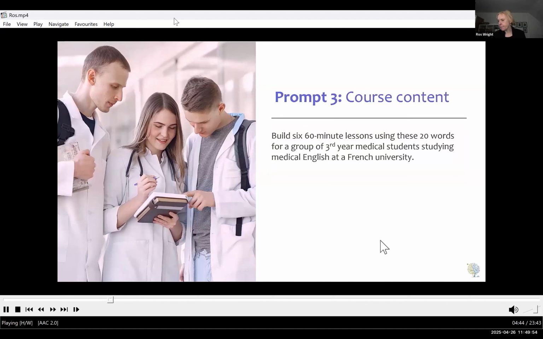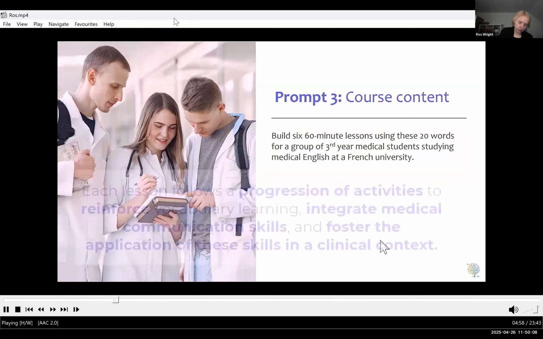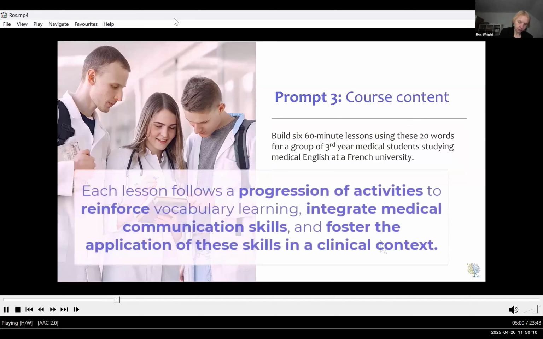So, following my third prompt, ChatGPT proceeds to deliver 6 lesson plans. It also seeks to reassure me about the methodology it's used behind this course development by telling me that each lesson follows a progression of activities to reinforce vocabulary learning, integrate medical communication skills, and foster the application of these skills in a clinical context. I did indeed feel somewhat reassured. That was until I started looking at the lesson plans in a little more detail.